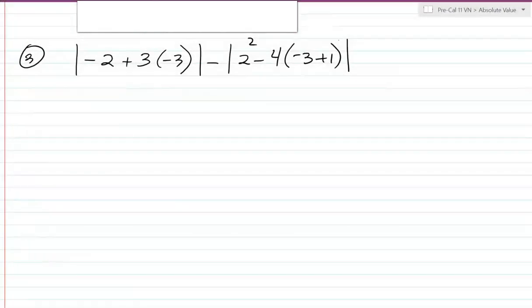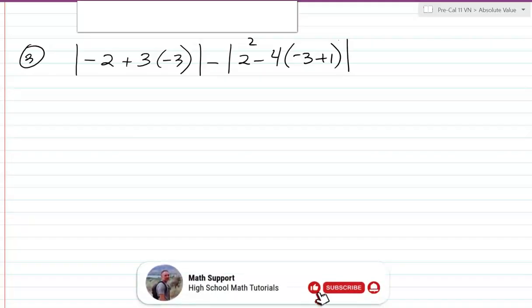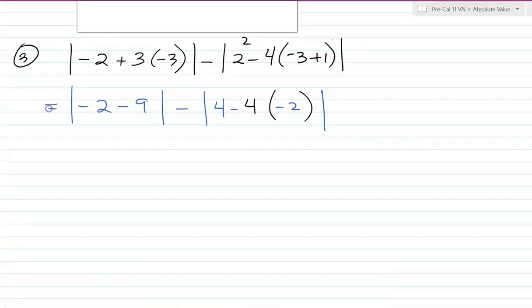Okay, let's look at example 3. Same idea. This time, this expression has got two absolute value terms. That's okay. We're going to simplify each one of them separately and come back. Let's follow BEDMAS. In the first step, we deal with 3 times -3 in the first absolute value term. In the second absolute value term, we will deal with the -3 plus 1, and also the 2 squared. Great. Now we're going to put them together. The first term, we're just going to do the addition. So that would be -11 inside the absolute value.